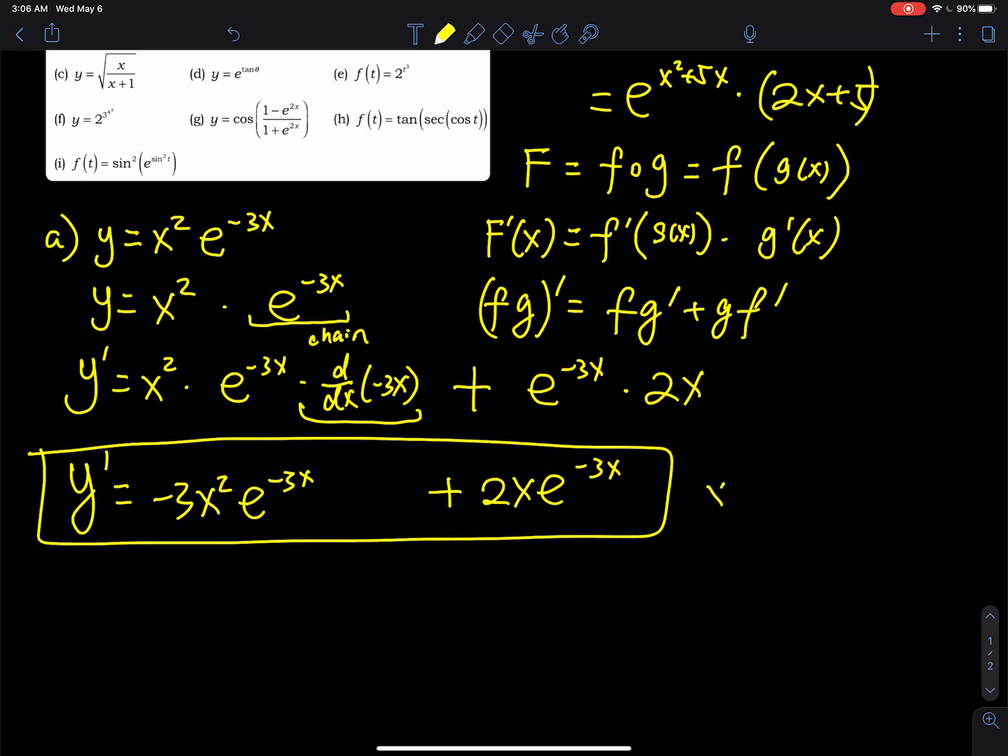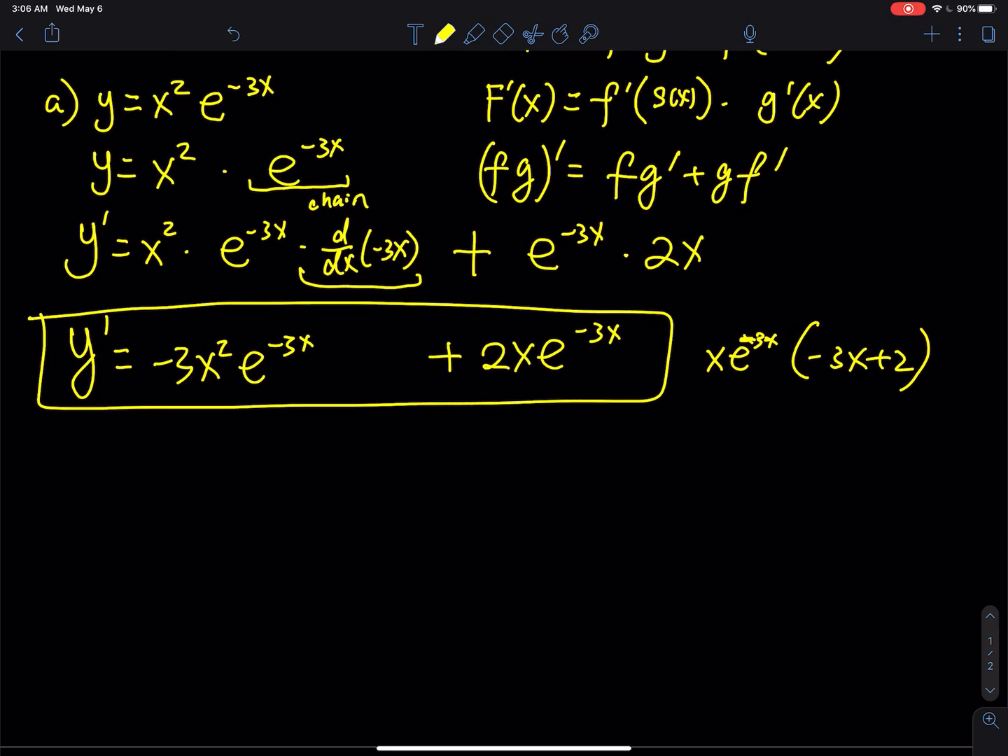You factor the e to the negative 3x out. So you have negative 3x plus 2 inside the parenthesis. Not too hard, right? It's a chain rule. Just take one more step. Again, we go from the outer piece to the inner piece.